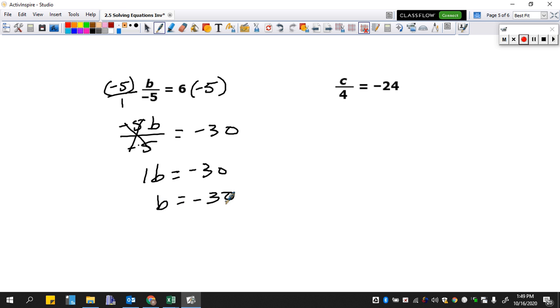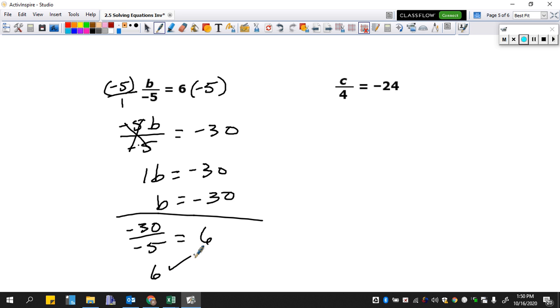All right, to check it, we're going to say negative 30 divided by negative 5. Is that equal to a positive 6? Well, negative divided by a negative is a positive. 30 divided by 5 is 6. All right, so that does check out.